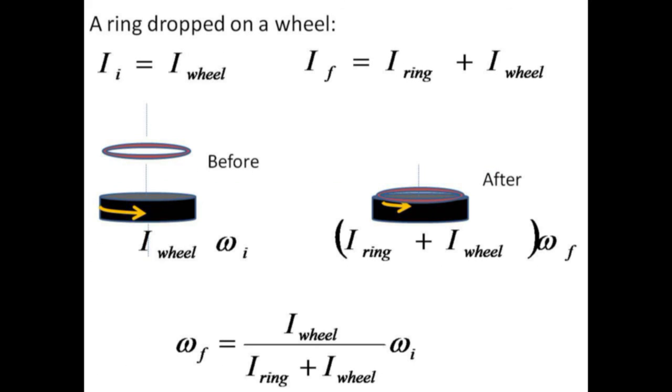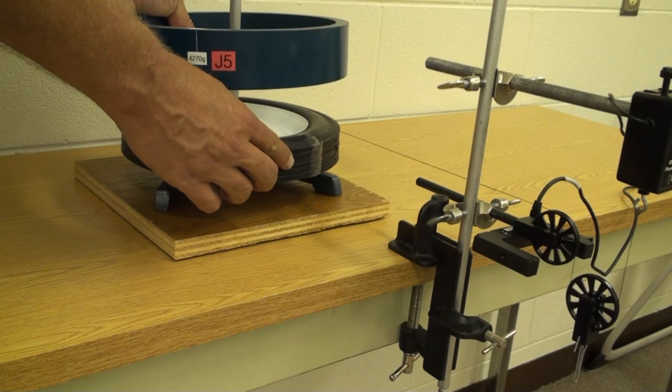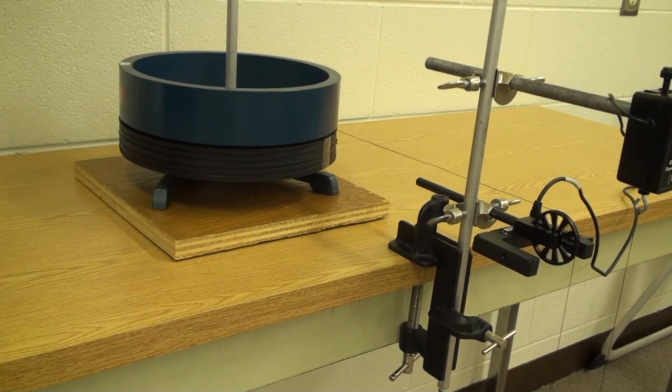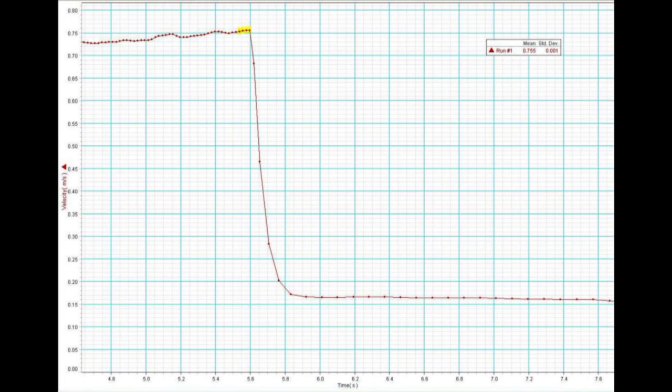We then drop a relatively massive ring onto a spinning wheel. By noting how much the final angular velocity is reduced relative to the initial angular velocity, we can determine the moment of inertia of the ring. This moment of inertia is to be compared with the predicted mass times radius squared.